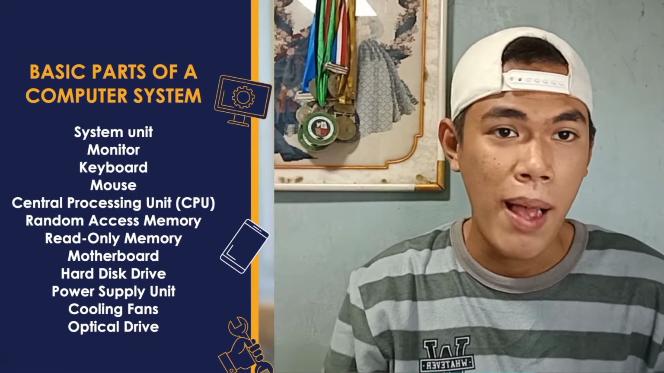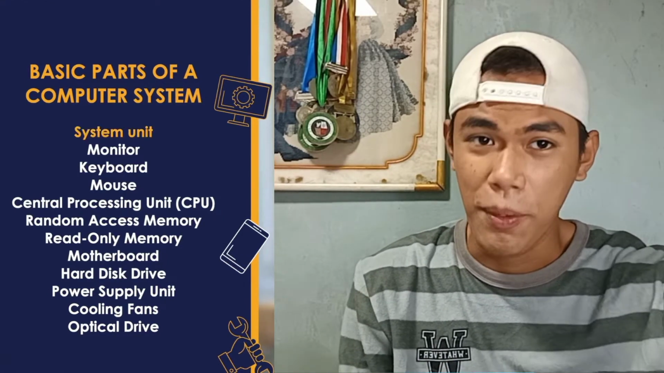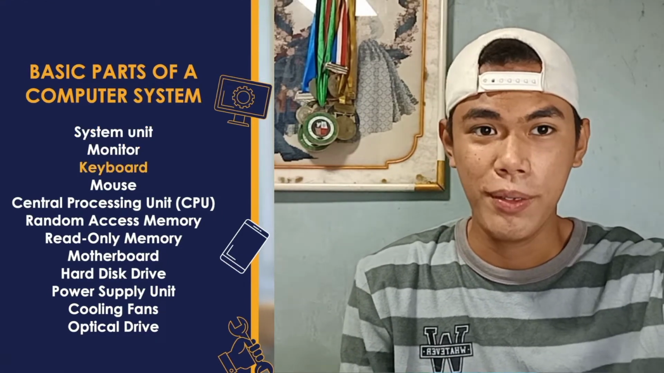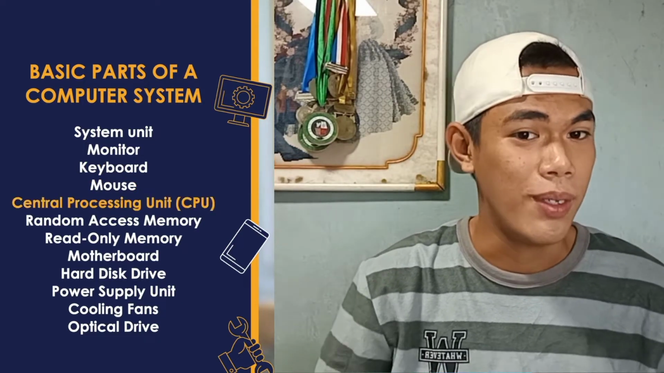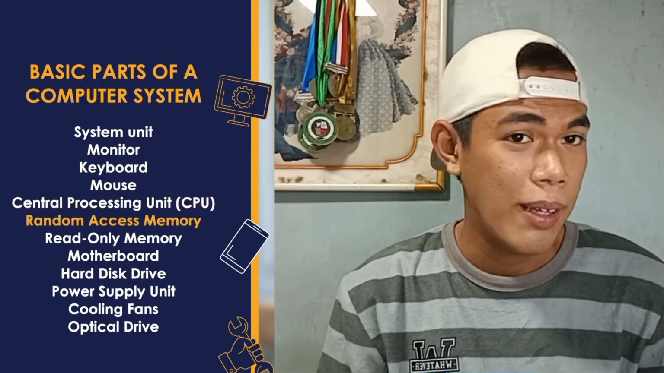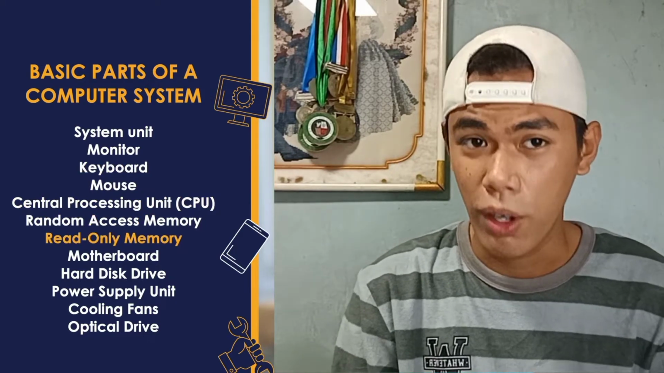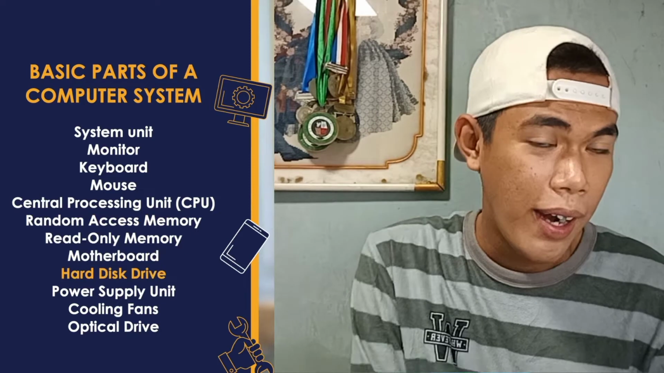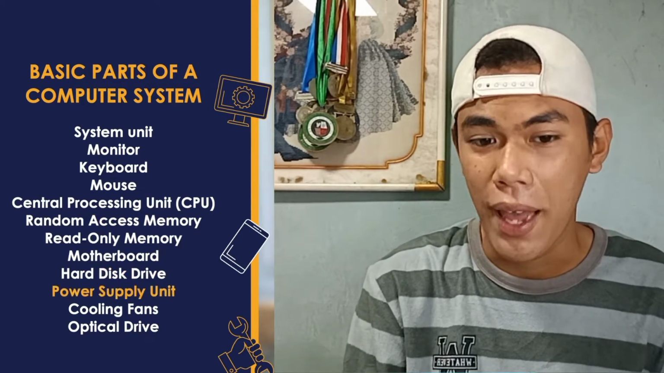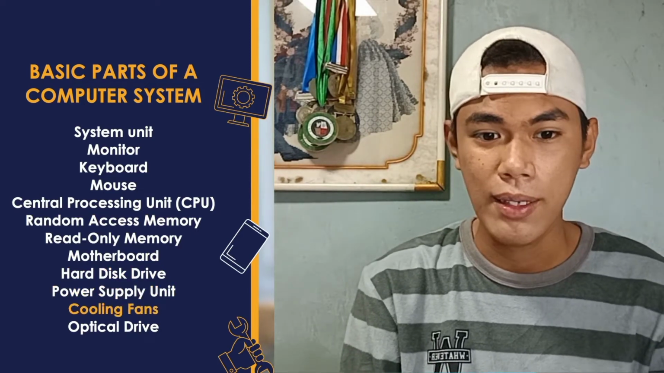The computer system has its basic parts: the system unit, the keyboard, the mouse, the CPU or the central processing unit, RAM or the random access memory, the ROM or the read-only memory, motherboard, hard disk drive, power supply unit, cooling fan, and optical drive. So, let us have a closer look at each one.